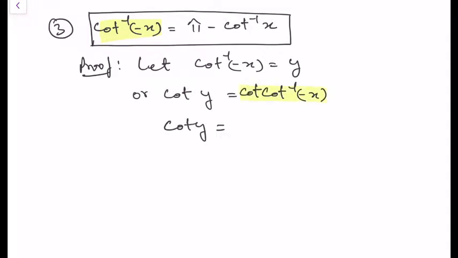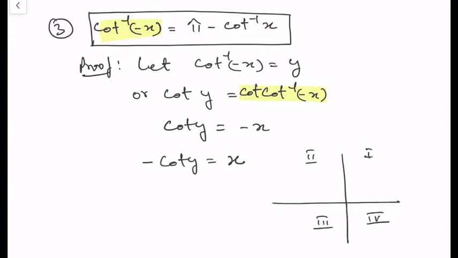Then cot of cot inverse minus x will be minus x, because cot cot inverse theta is theta. So minus cot y is equal to x. Now cot is positive in the first and third quadrant and it is negative in the second and fourth. And in the second quadrant, the angle is pi minus theta. So cot pi minus theta will be minus cot theta. So for minus cot y, we can write cot pi minus y is equal to x.